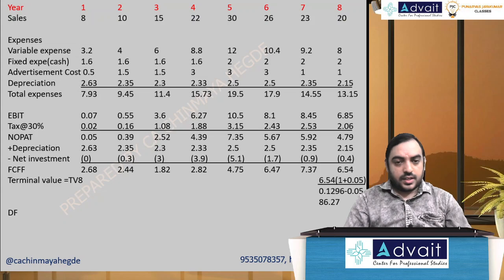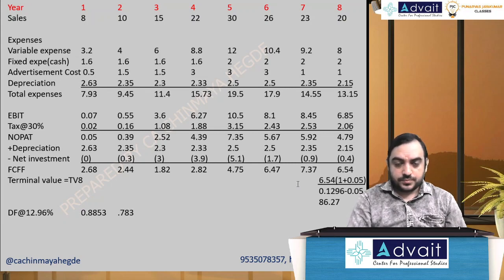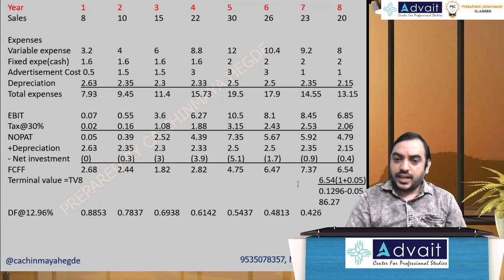Okay, let's apply the discounting factor at 12.96. One by 1.1296. Let's say 4 decimals: 0.8853, 0.7837, 0.6938, 0.6142, 0.5437, 0.4813, 0.4261, and last year also 0.4261.